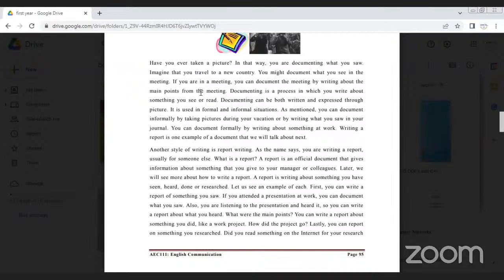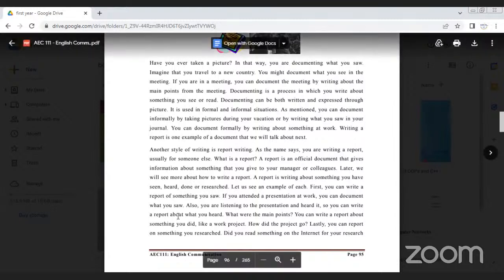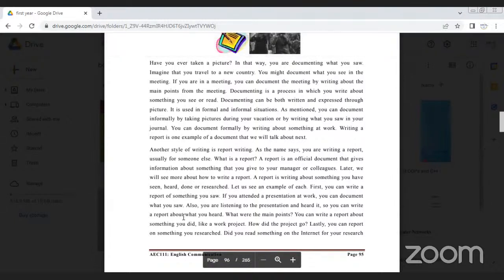A report is writing about something you have seen, heard, done, or researched. Let us see an example of each. First, you can write a report of something you saw. If you attend a presentation at work, you can document what you saw. Then also you are listening to the presentation and heard it. So you can write a report about what you heard.